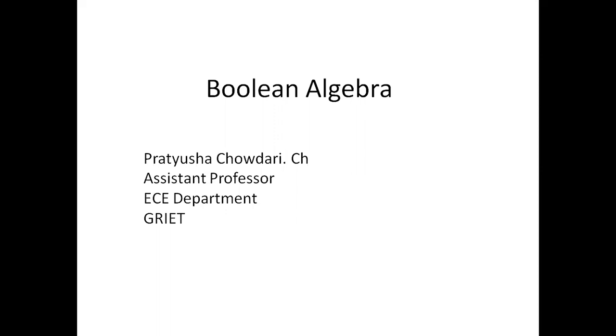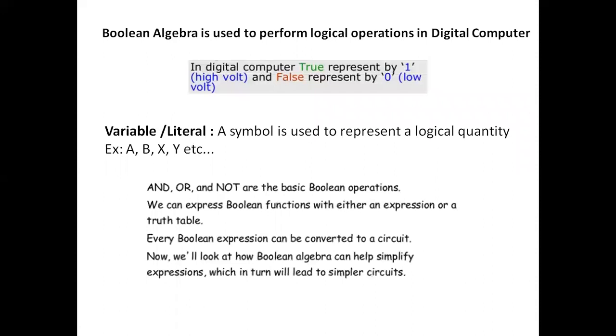In this video, I would like to discuss Boolean algebra and its laws. Boolean algebra is used to perform logical operations in digital computers. In digital computers, true is represented by 1, that is logic 1 at high voltage, and false is represented by 0, that is at low voltage. A variable or literal is a symbol used to represent a logical quantity. Examples are A, B, X, Y, etc.